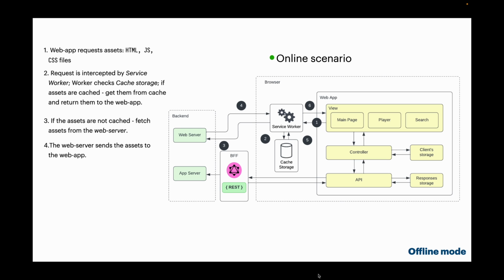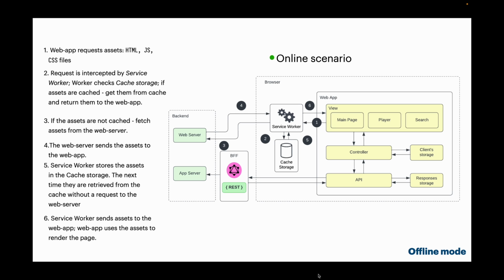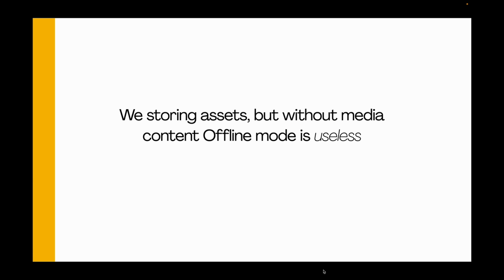The web server sends the assets to the web application. The service worker stores the assets in the cache storage. Next time they are needed, they are retrieved from the cache without a request to the web server. And the service worker sends the assets to the web application, and finally, the web application uses them to render the page. However, without content, assets are not very useful.